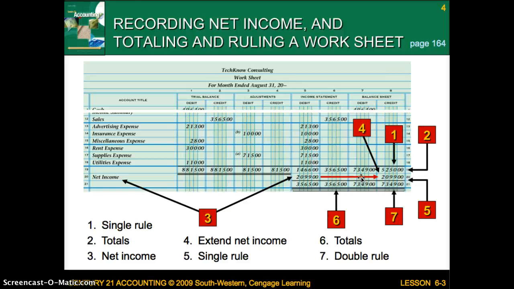You're going to single rule here at the bottom. You're going to find your totals. Your income statement debit and credit should match. Your balance sheet debit and credit should match, and then double rule at the bottom.